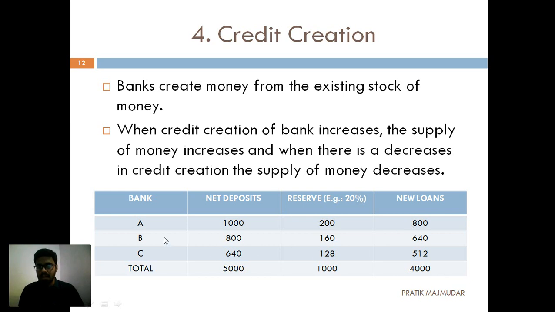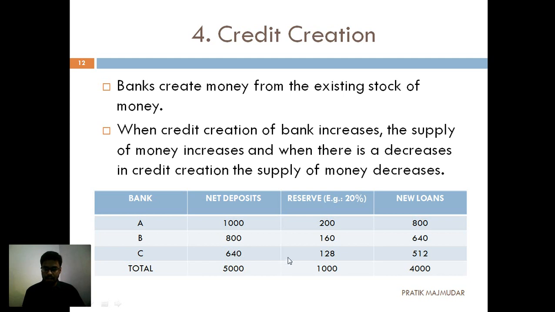Now, for example, let's take another bank, that is Bank B. They have net deposits of 800. Again, the reserves they have to make is 160 rupees, that is 20%. So these are the loans they can give to the people who are in demand.